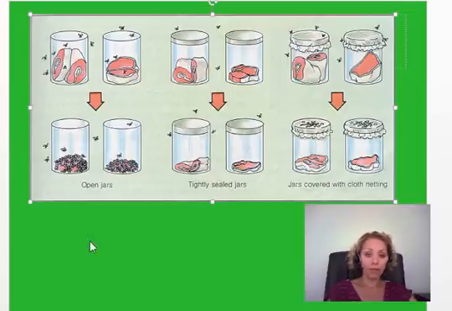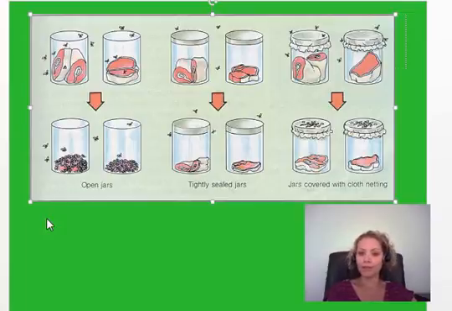The bottom half here, we see our results. Well, the open jars, the flies were able to access the meat, and maggots, sure enough, appear all over the meat. The second set, tightly sealed, no flies, no maggots. So you might think, he proved it.